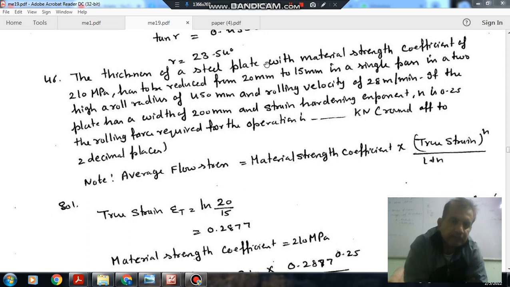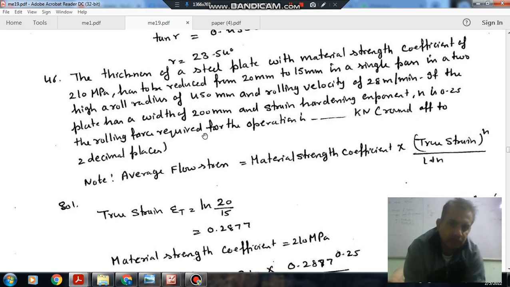Question number 46: The thickness of a steel plate with material strength coefficient of 210 MPa has to be reduced from 20 mm to 15 mm in a single pass in a two-high mill with a roll radius of 450 mm and rolling velocity of 28 meter per minute. If the plate has a width of 200 mm and the strain hardening exponent n is 0.25, the rolling force required for the operation is dash kilonewton, round off to 2 decimal places.